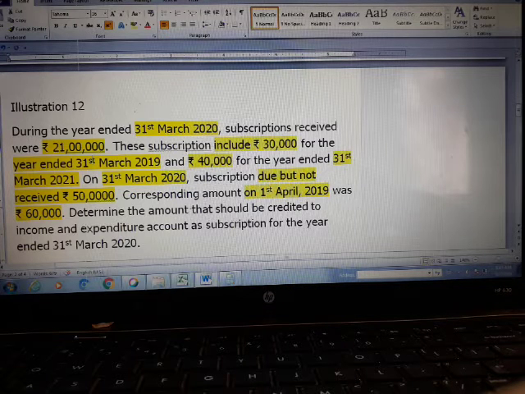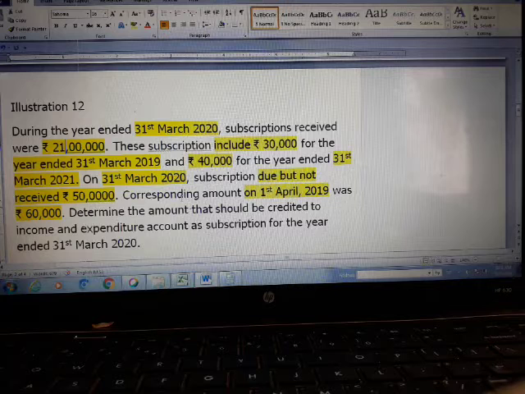So the two amounts, that is 30,000 rupees as well as 40,000 rupees, we need to remove from 21 lakhs, because this 30,000 belongs to the previous year 2019 and this 40,000 rupees belongs to the next year 2021 advance amount. So previous year outstanding and next year advance we are not supposed to include in the current year subscription, so we need to ignore it.